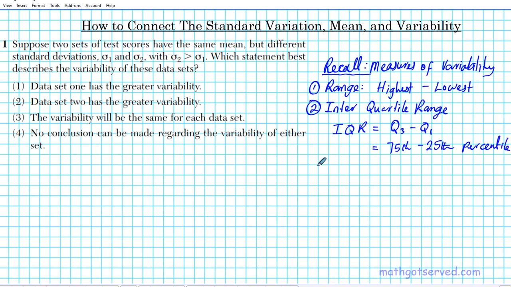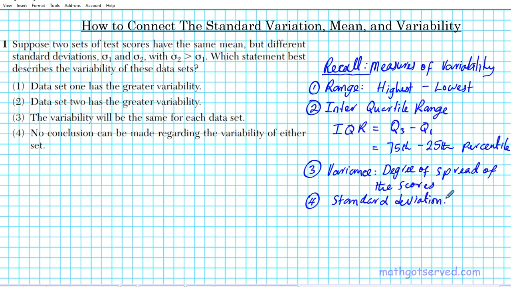The third measure of variability is the variance. The variance is simply the degree of spread of the scores in this context. And then lastly, we have the standard deviation. The standard deviation is similar to the variance, but the standard deviation refers to the spread of the scores from the mean. So that's another measure of variability. This basically helps us to answer the question that we're going to be working on.